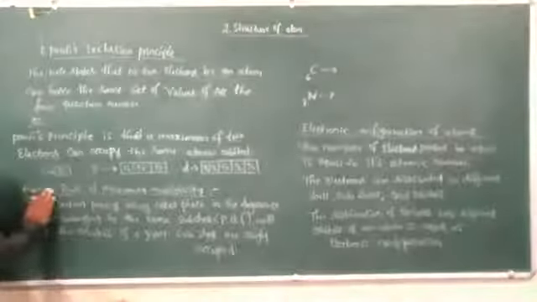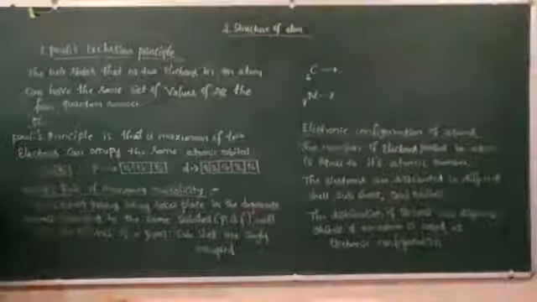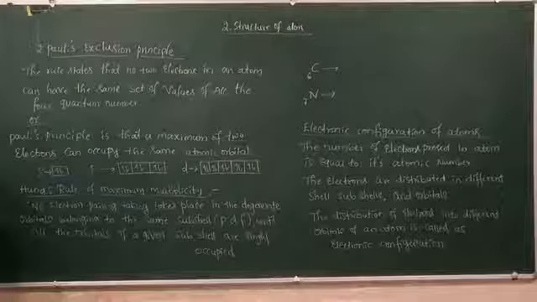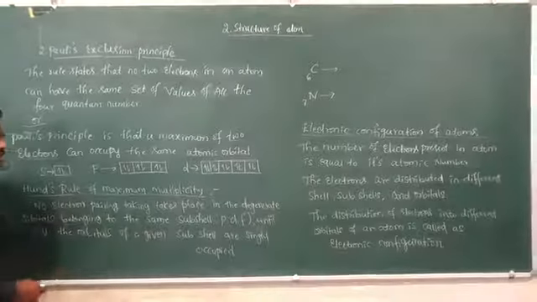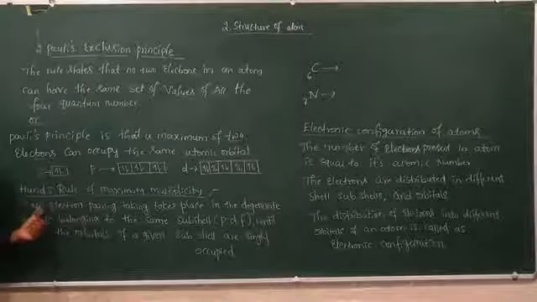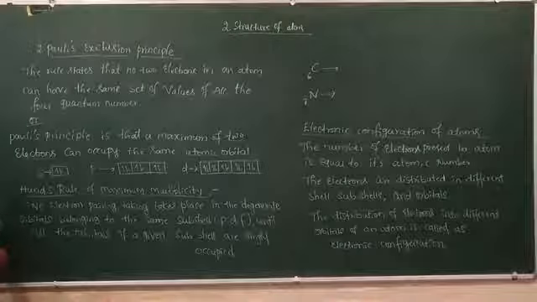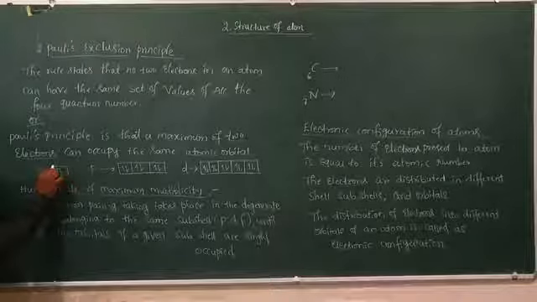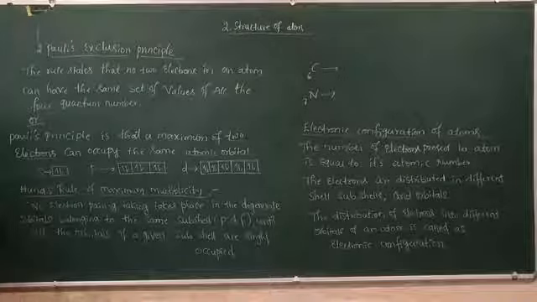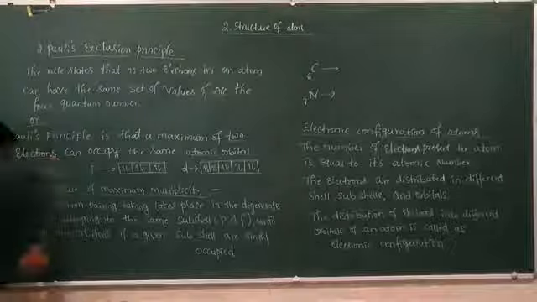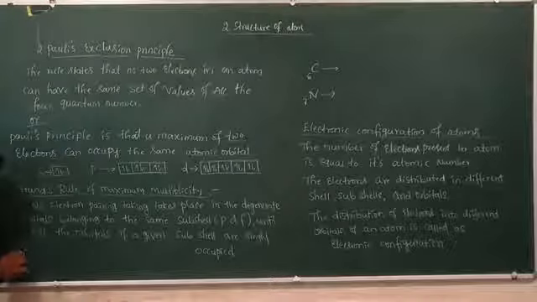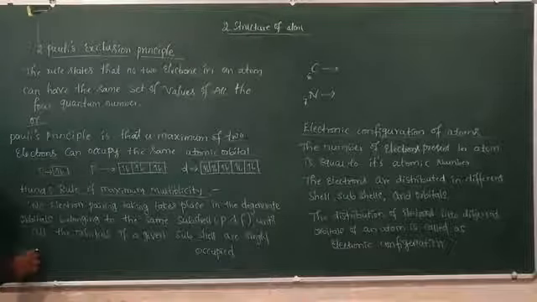Next rule, Hund's rule of maximum multiplicity. This rule states that no electron pairing takes place. Pairing of electrons: clockwise direction, anti-clockwise direction. If one orbital contains only one electron, it is unpaired.